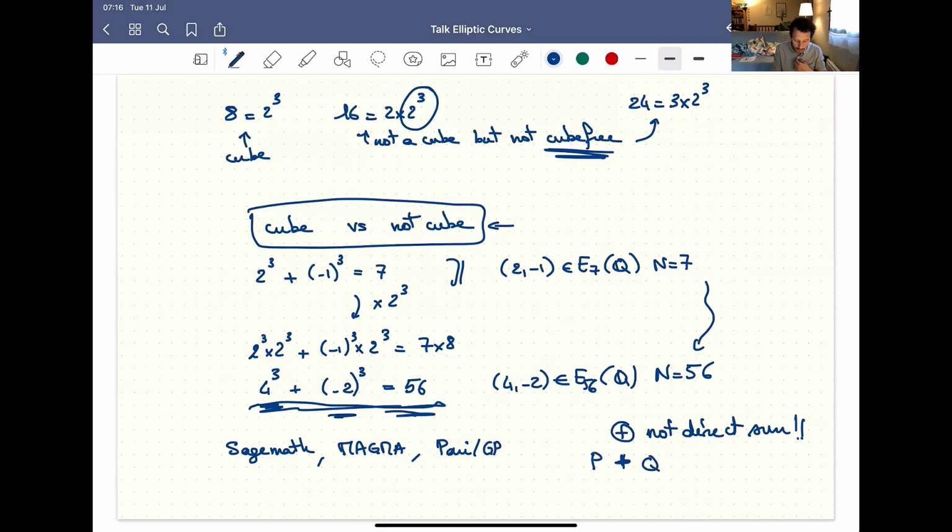P plus Q is not x1 plus x2, y1 plus y2. This is the distinction I wanted to make: the operation plus with a circle is not the usual addition of vectors in the plane. Does that clear things up? The operation is not direct sum. Yes.